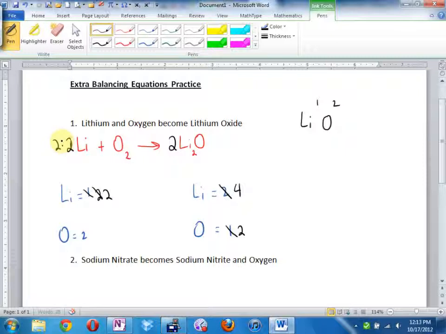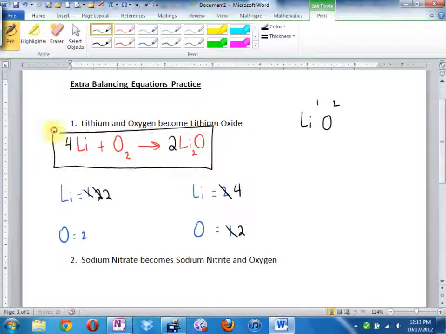Is it smart to do these in pencil? Yes, because you can do this. And this is my balanced equation. I have 4 lithiums on the right. I have 4 lithiums on the left. I have 2 oxygens on the right. I got 2 oxygens on the left. And I also made sure that this here is written properly. I got the subscript right before I got into it.